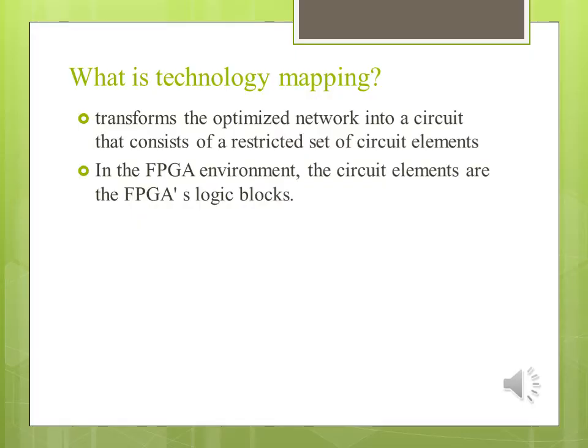Technology mapping. The technology mapping phase transforms the optimized network into logic blocks. Following the logic optimization, the technology mapping phase transforms the optimized network into a circuit that consists of a restricted set of circuit elements. In the FPGA environment, the circuit elements are the FPGA logic blocks.